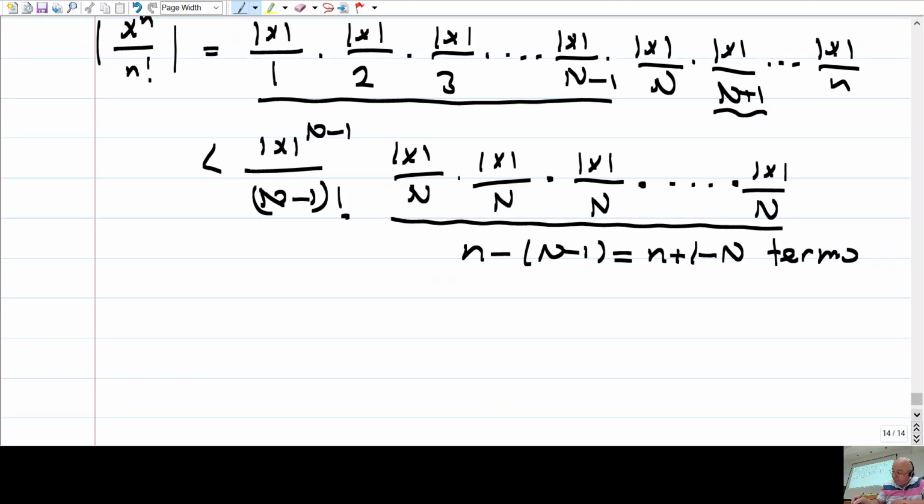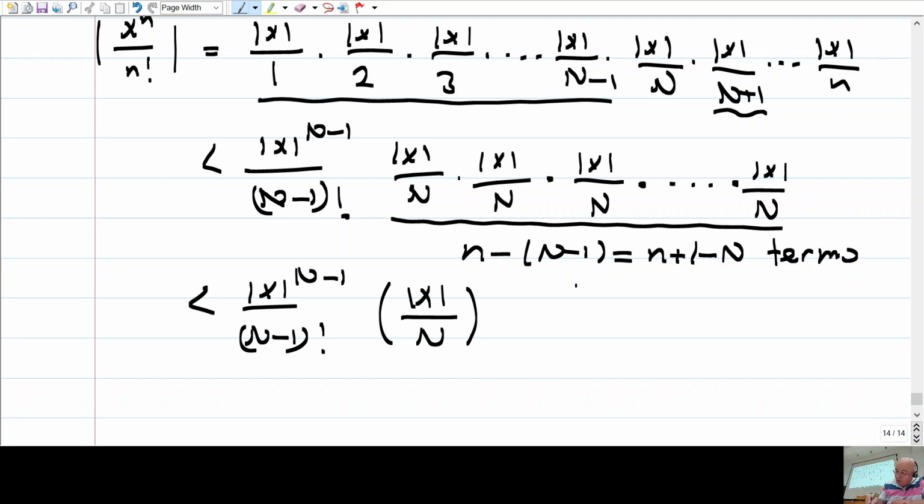So what is this? Absolute value of x to the power n minus 1 factorial, and here I have absolute value of x divided by n to the power n plus 1 minus n. Okay.